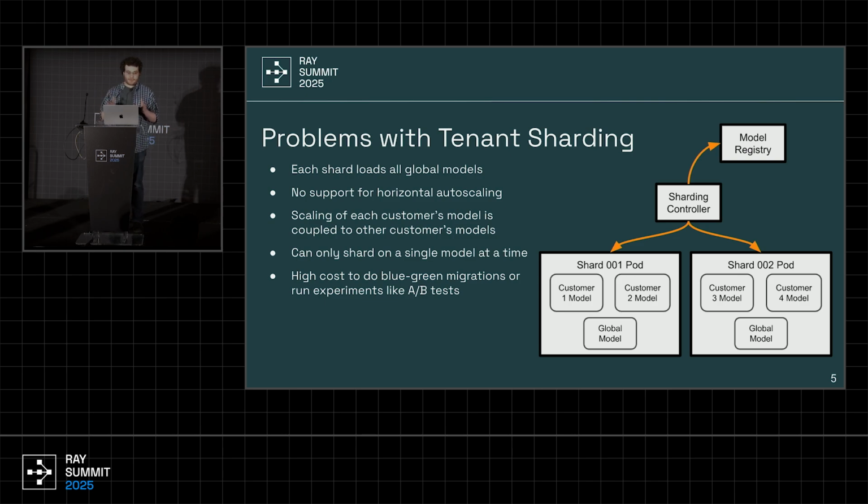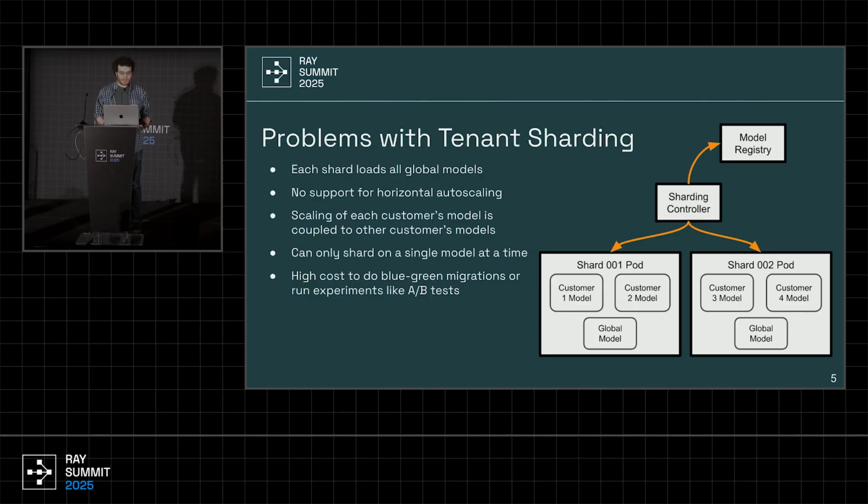And as I just said, right, one of the key points of our business is that we serve customers of all kinds of different sizes. So unfortunately, that means we have to have as many replicas as we need for our largest customers for every customer. And then that number of shards times that number of replicas of all the global models, which is a lot. Also, the system could only shard on one model at a time.